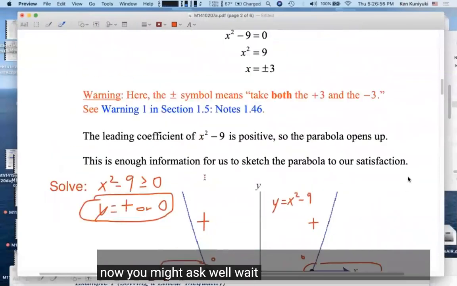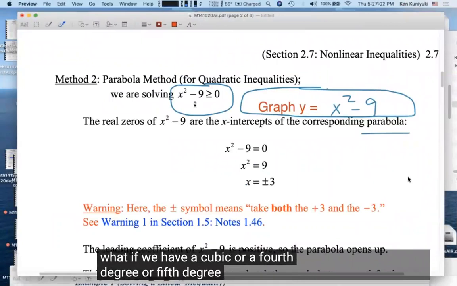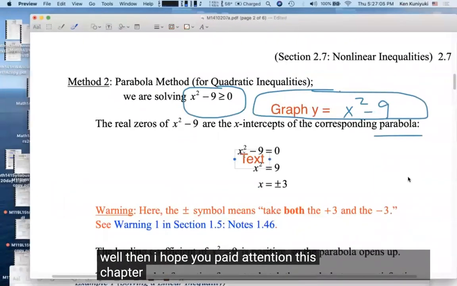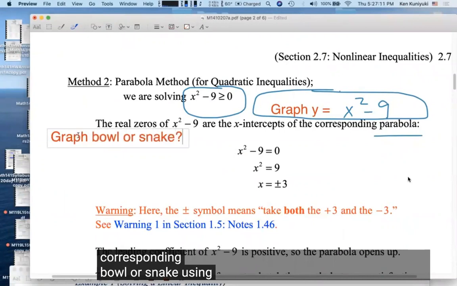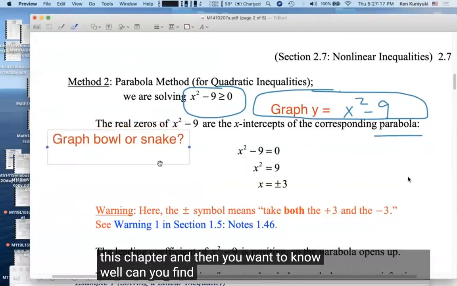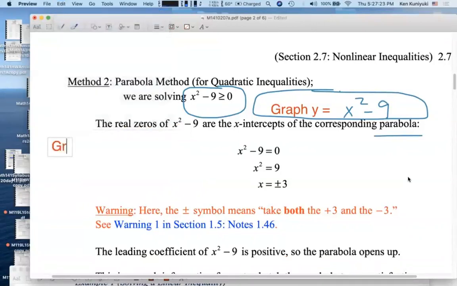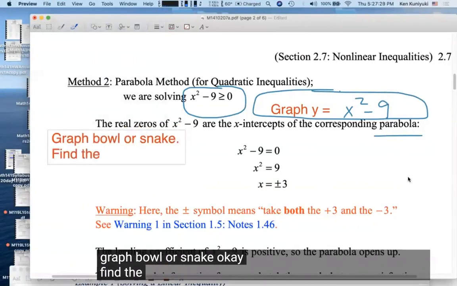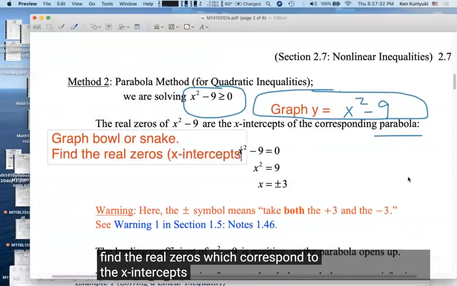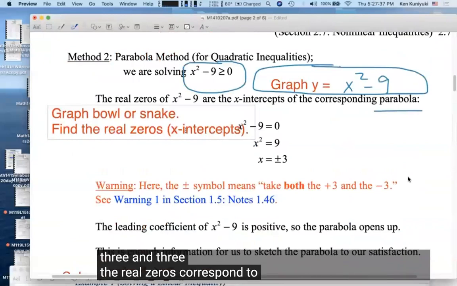Now, you might ask, well, wait, what if we don't have a quadratic? What if we have a cubic, or a 4th degree, or a 5th degree? Well, then, I hope you paid attention this chapter. Then the question is, can you graph the corresponding vole or snake using the methods of this chapter? And then you want to know, well, can you find the zeros? Graph the vole or snake. Find the real zeros, which correspond to the x-intercepts, like we did over here, negative 3 and 3.